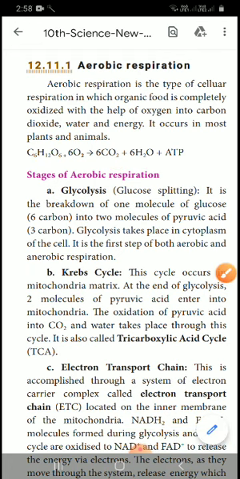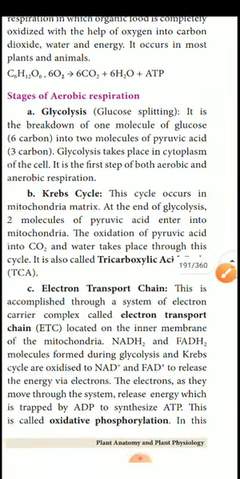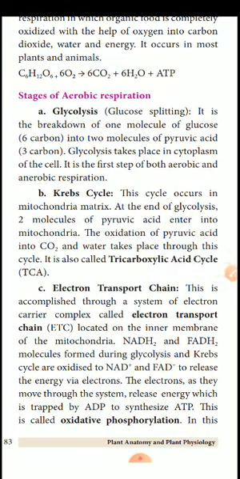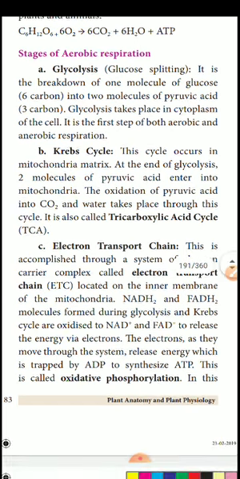Next, aerobic respiration: glycolysis. Glyco means glucose, lysis means breakdown. It is the breakdown of one molecule of glucose. The 6 carbon glucose becomes 2 molecules of pyruvic acid, each with 3 carbons. Glycolysis takes place in the cell cytoplasm. It is the first step of aerobic and anaerobic respiration.